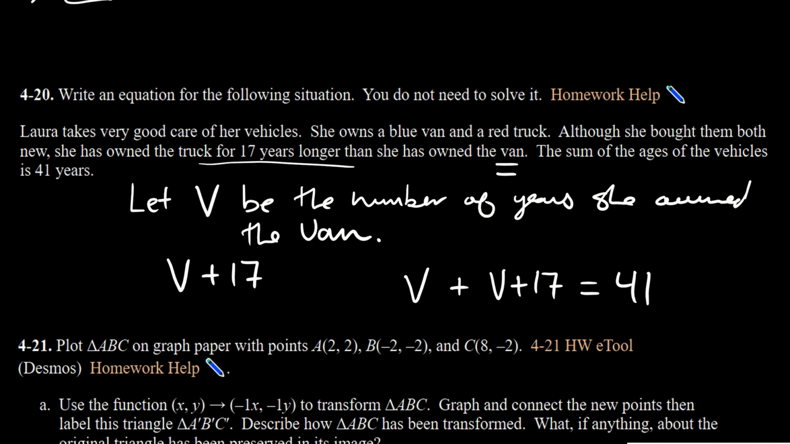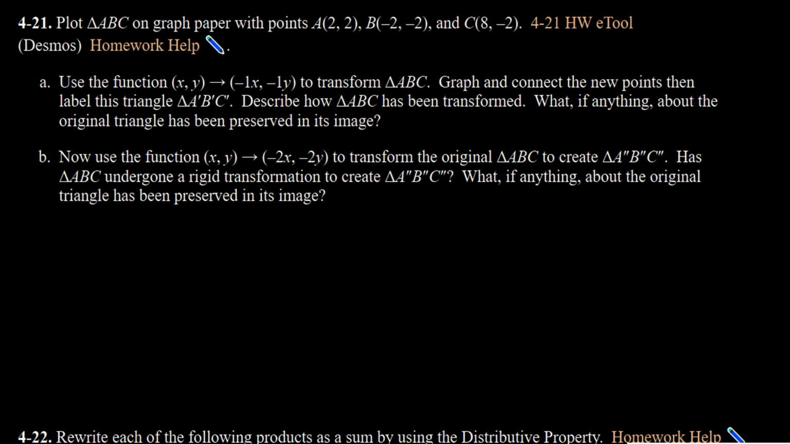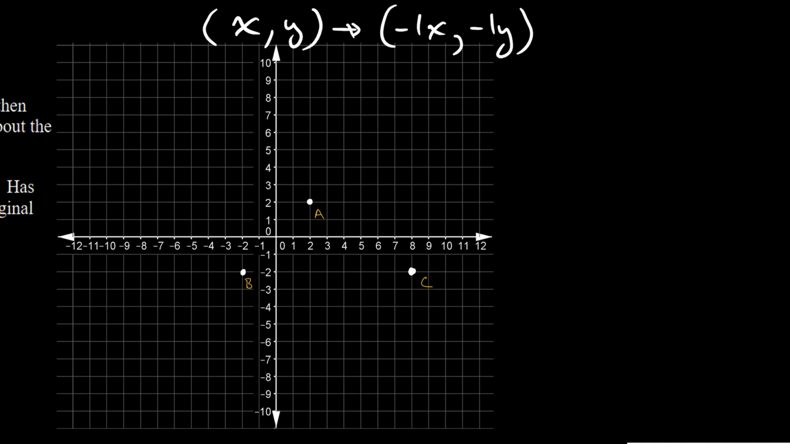Let's see, 21. Not the last question. 21. Plot triangle ABC on graph paper with points, and so on. Use this function to transform ABC, graph and connect the new points, then label this triangle. Describe how ABC has been transformed. What, if anything, about the original triangle has been preserved in this image?